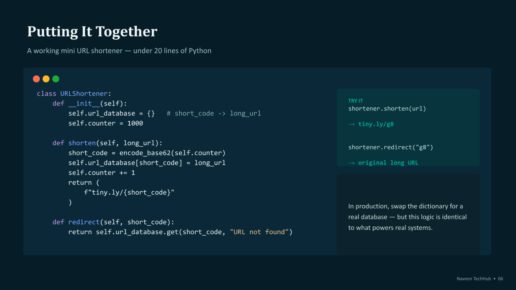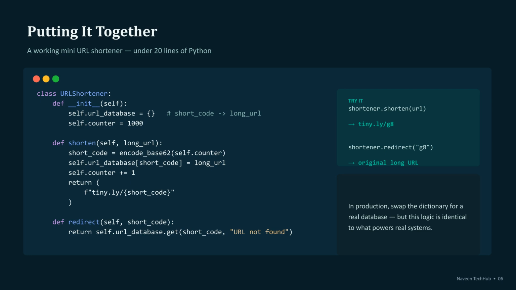Now let's look at the shorten method. When a user gives a long URL, we pass the current counter value to the encode Base62 function. That gives us a shortcode. Then we store the mapping in the dictionary. Shortcode points to long URL. After storing it, we increment the counter by 1. Finally, we return the short URL, like tiny.ly/G8.